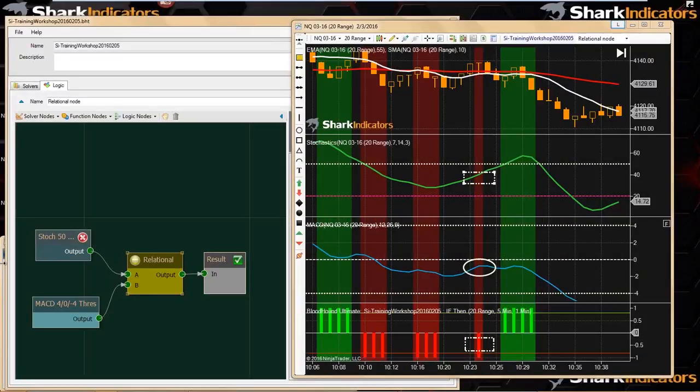Okay, so Frank is asking, when using a relational node, can the value of one integer or a data series value be added or subtracted from each other?